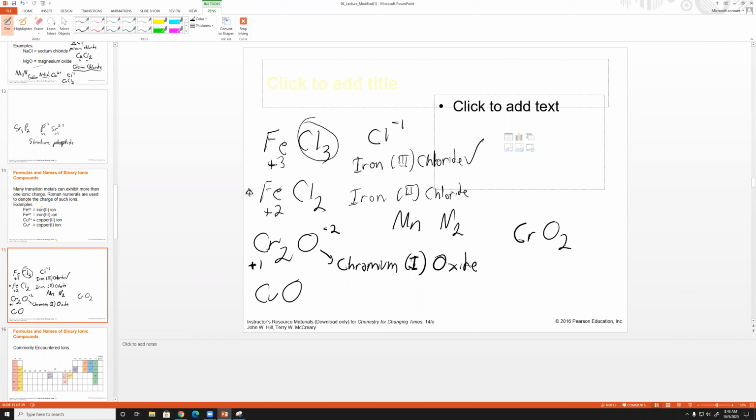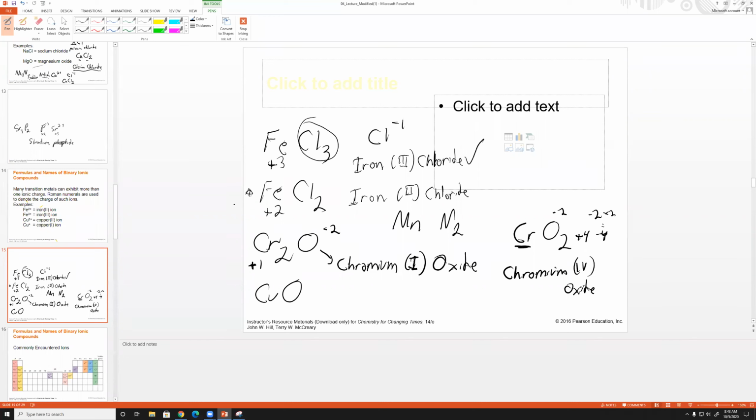So let's look at chromium 4 oxide. Perfect. And the reason is you look at what you know. Oxygen is -2. There's 2 of them. -2 times 2 equals -4. That means, to go backwards, you have to have +4 in the positive end to cancel out with it. There's only 1 chromium, therefore that chromium has to be +4.